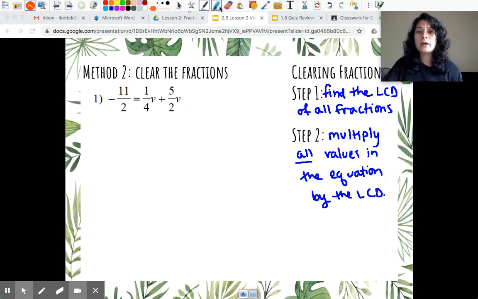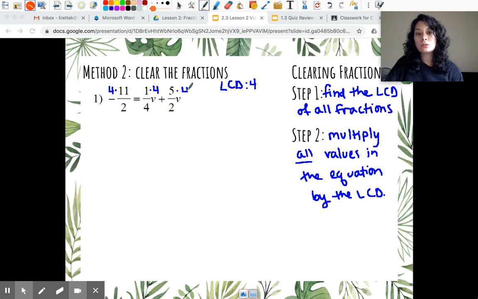So here it looks like I have 3 different fractions. Whoops, that's a marker. I want a highlighter. Do I not have one? I'll just use the pen. So it looks like I've got 3 different denominators, but 2 of them are exactly the same. So really I'm just looking at denominators 2 and 4. Well, we just found the least common denominator for those 2 numbers on the previous slide, and that's going to be 4, not 2. It's going to be 4. And I'm going to take this 4 and multiply it to every single value in the equation.